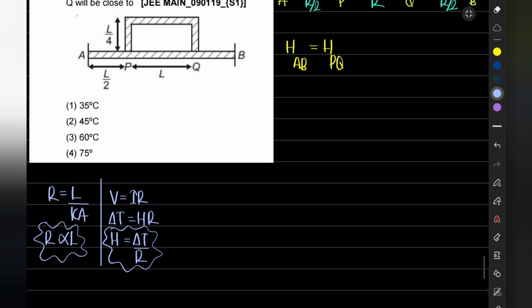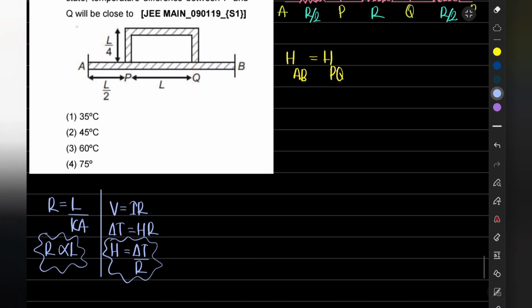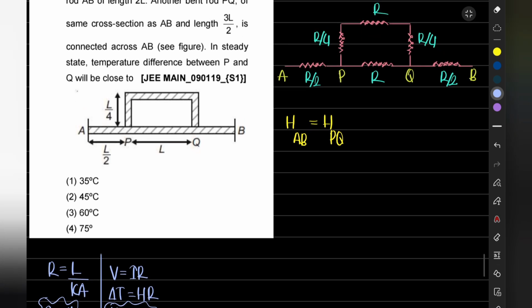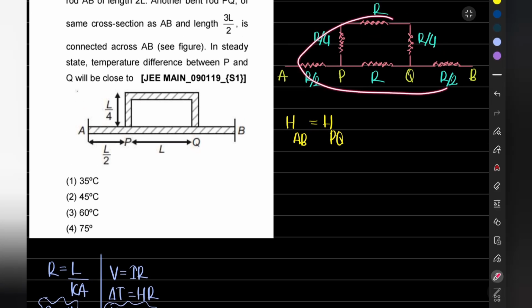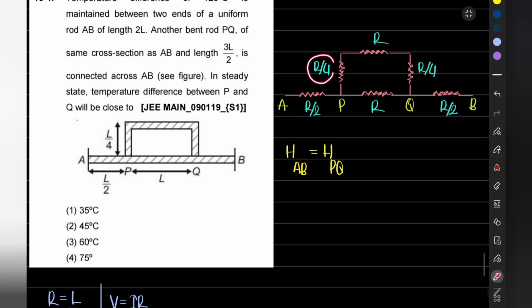Okay, so for the AB part I will need the value of the total equivalent resistance, as well as the resistance in the PQ part. So first I will simplify the entire circuit so that I can have the R equivalent for the AB part. Now we can see that this one is R by 4, this one is also R by 4.